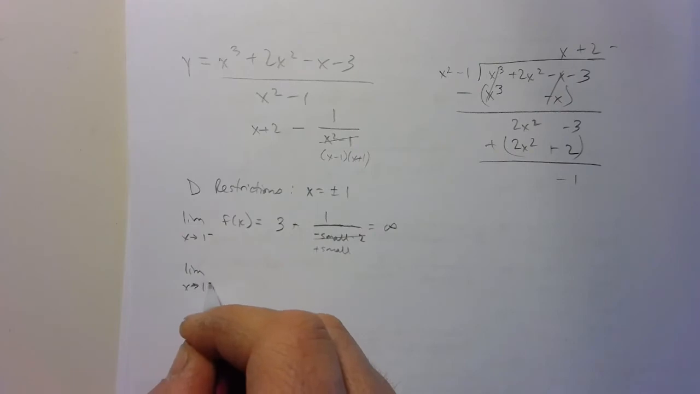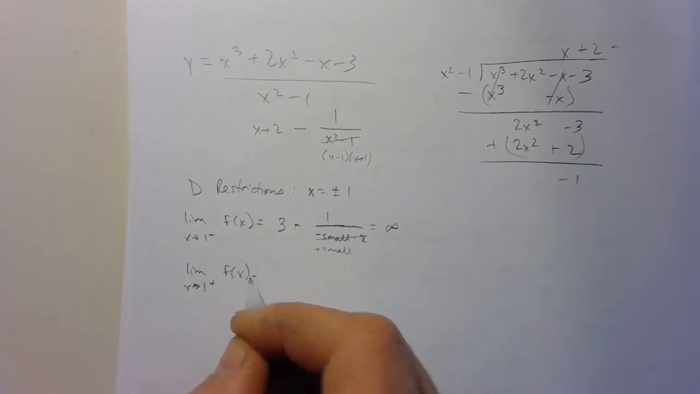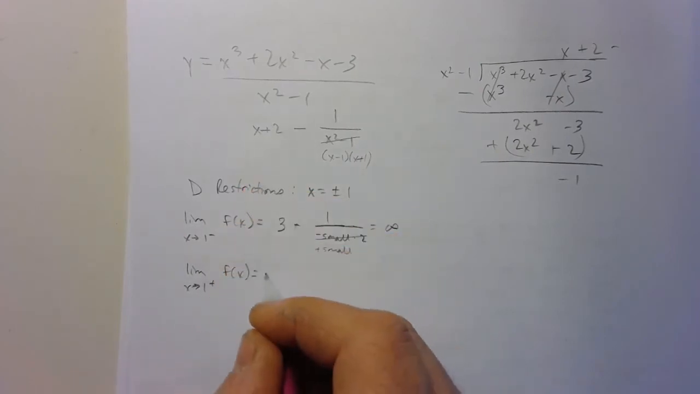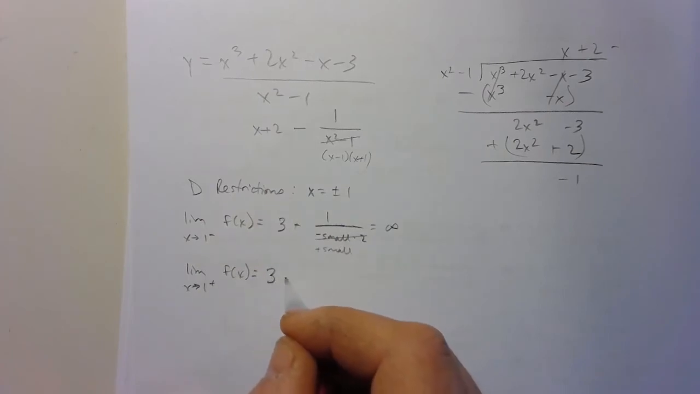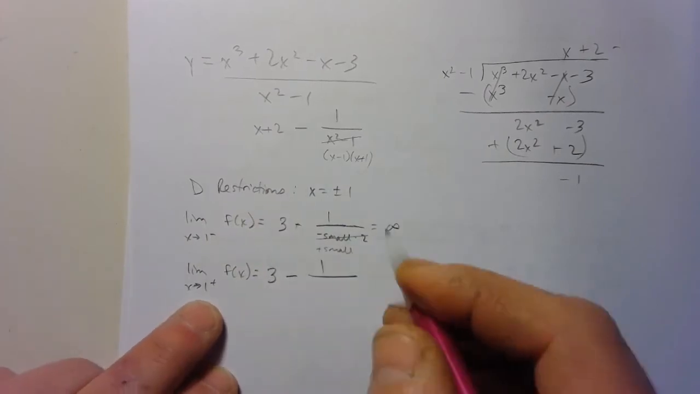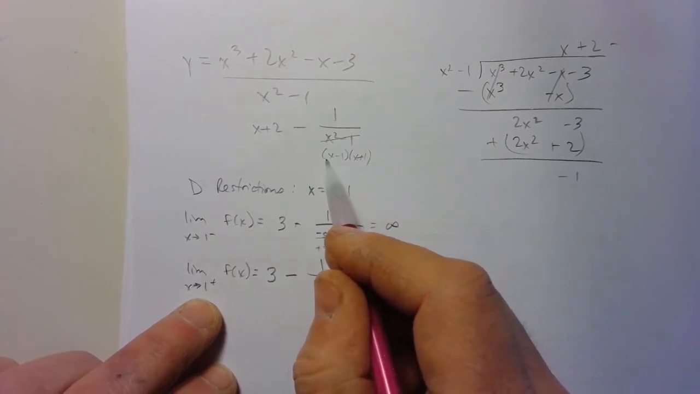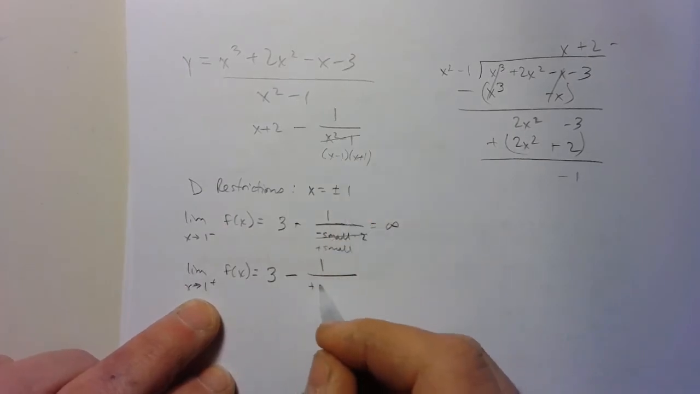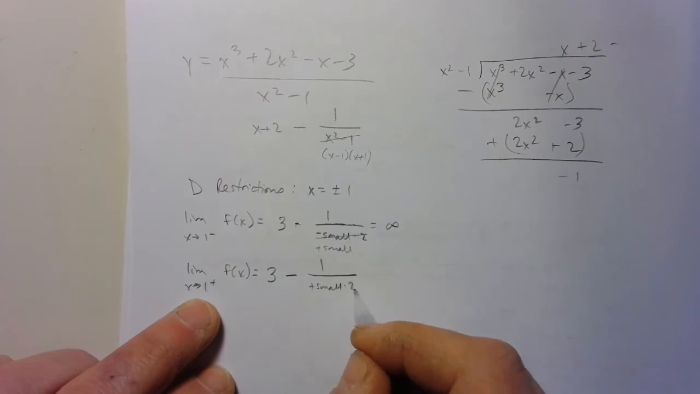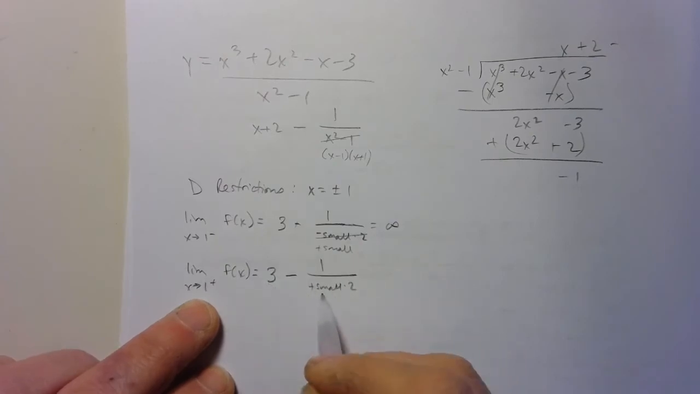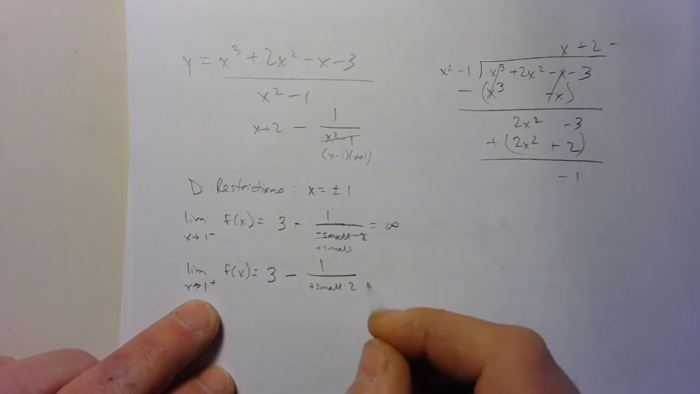If we're approaching 1 from the right, x is still approaching 1, plus the 2 is 3, minus... 1 from the right is like 1.01, right? So that's going to be positive small, times 2. If we look at it, that's positive small, so this is going to become infinity, 3 minus infinity, negative infinity.